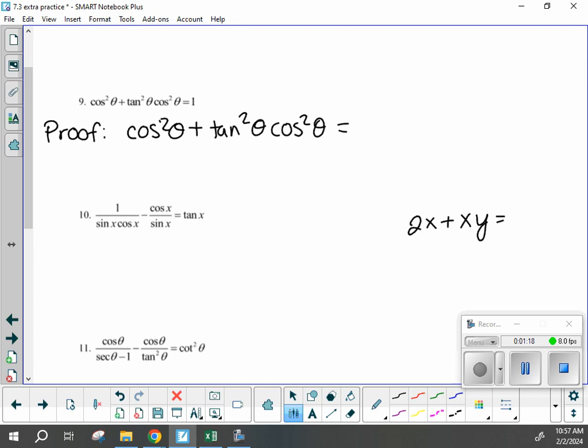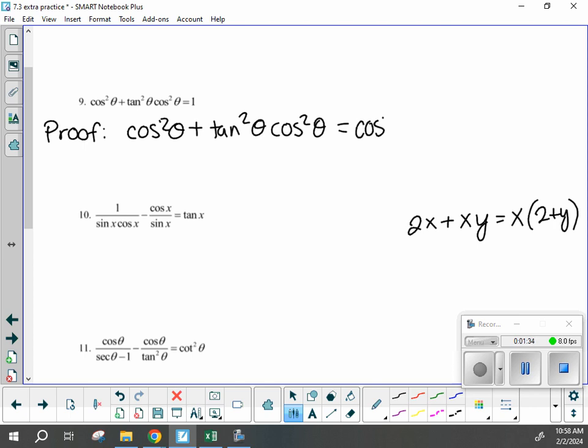You could divide by it, or we could, do you remember this phrase? Factor out a common term. Okay, so does that look familiar? If you look at this, we're just factoring out a common term. We're going to do the same thing, but the common term up there is the cosine squared. So here's what that looks like.